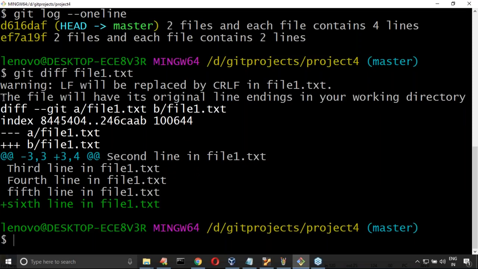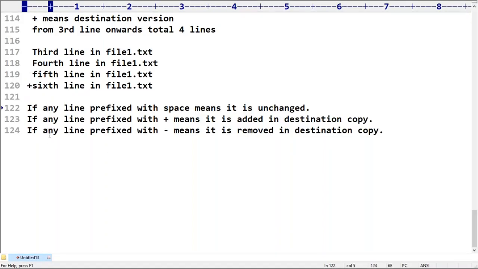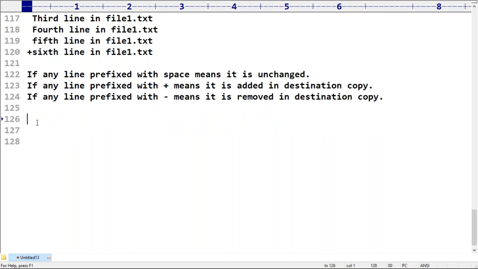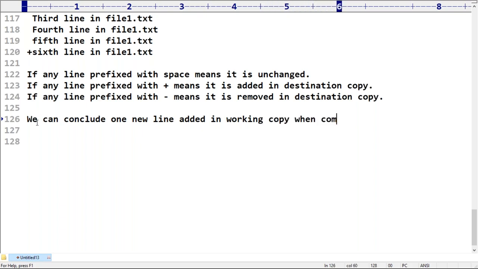Based on this total comparison, there is a clear indication that one new line is added in the working copy when compared with the staging area. By seeing this, we can conclude. Any doubt? So what is our conclusion? We can conclude that one new line is added in the working copy when compared with the staging copy, or staged copy.